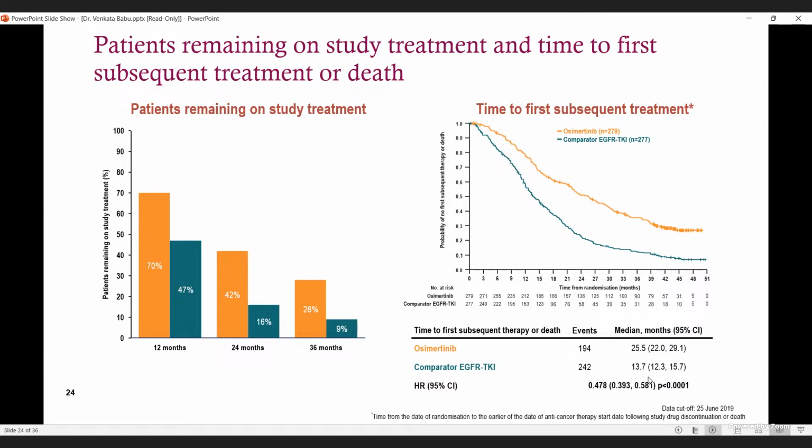So one more important factor that was studied in the FLAURA is the time to subsequent treatment or death. That is quite prolonged with osimertinib compared to the comparator arm, that is first generation TKI. With osimertinib, the number of events that occurred is only 194, while in the comparator arm, in the same duration, 250 events have occurred. Next slide, please.